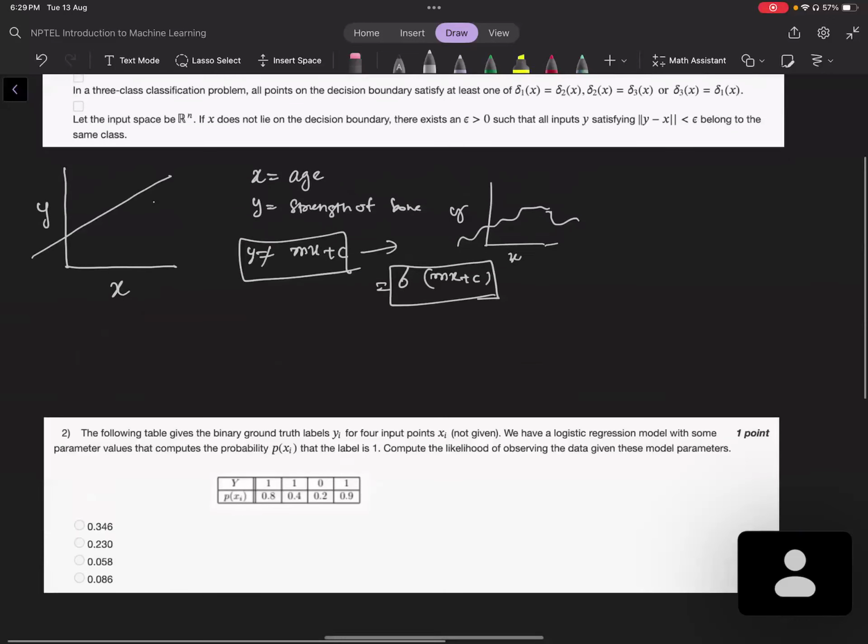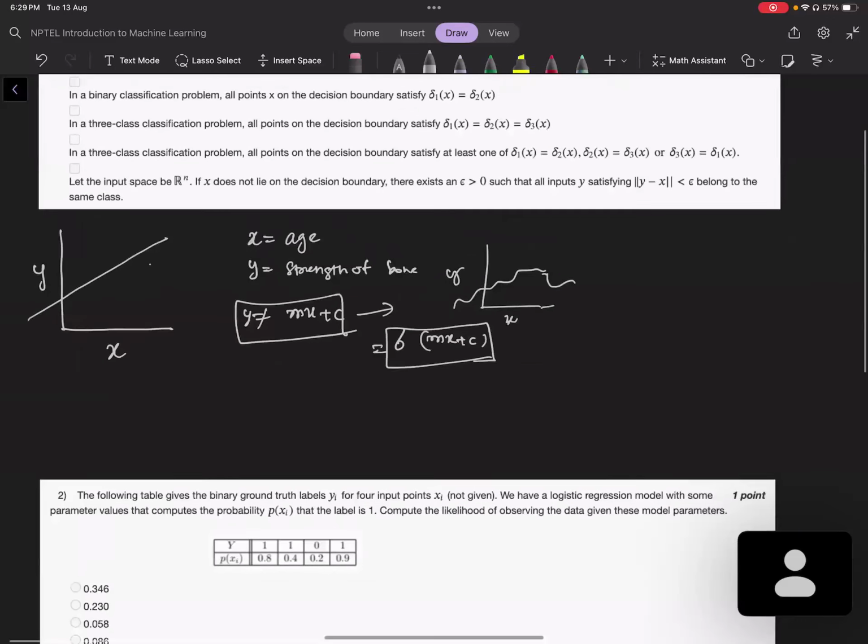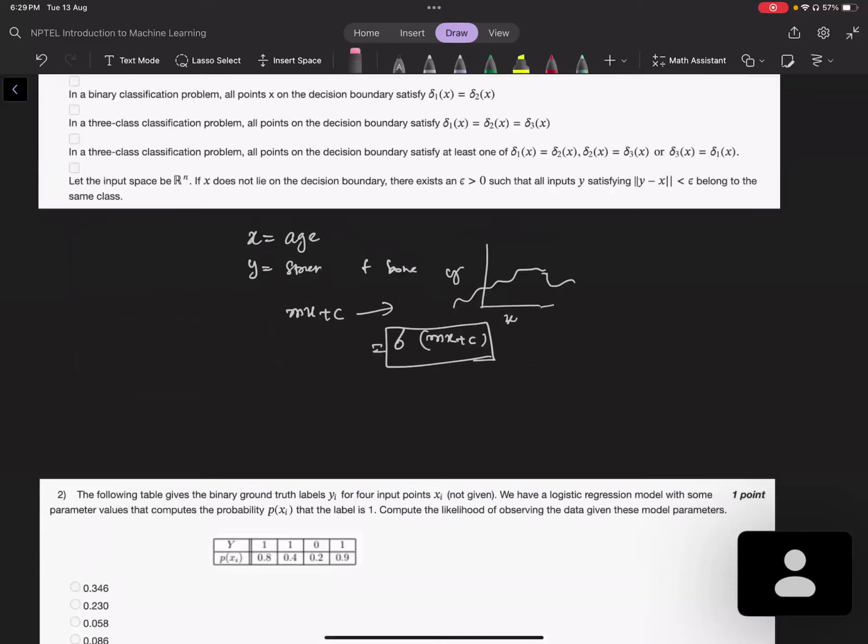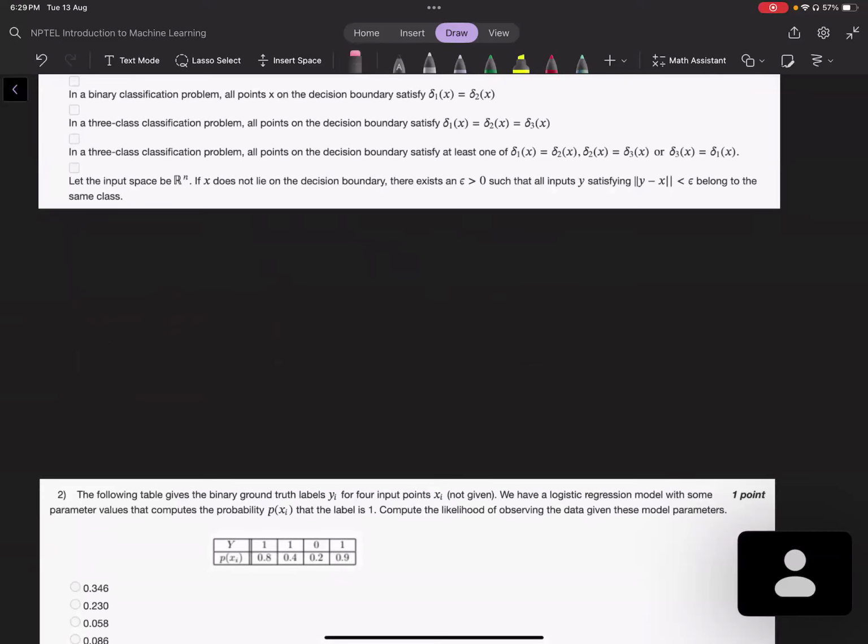Okay, so if we take the question, in a classification model, let's say it's a binary classifier, then the classifier's decision boundary, let's say, looks like this.